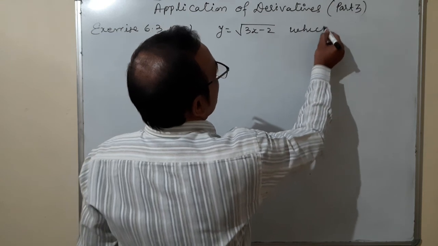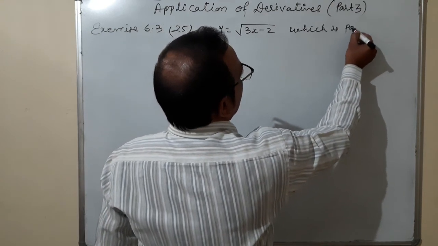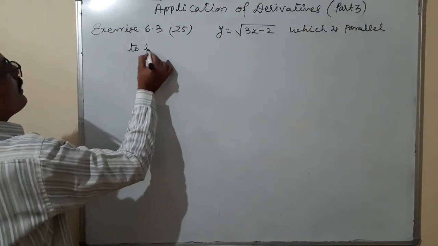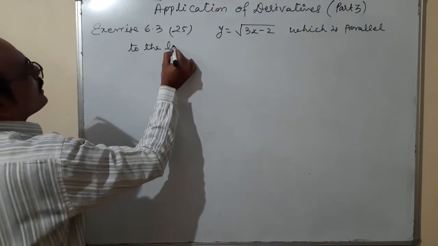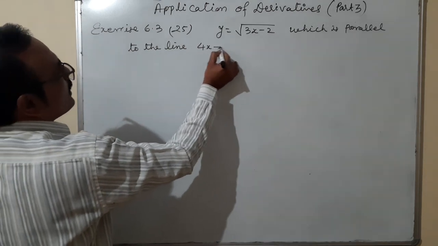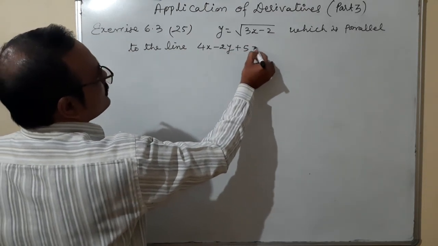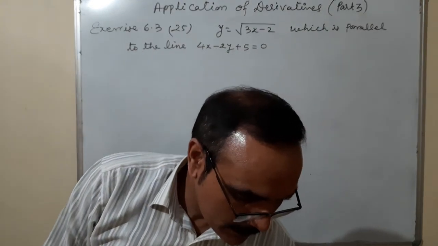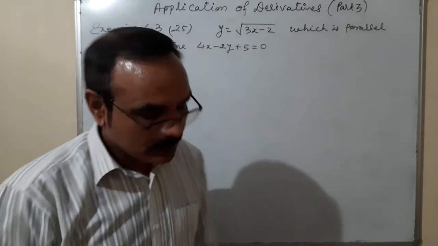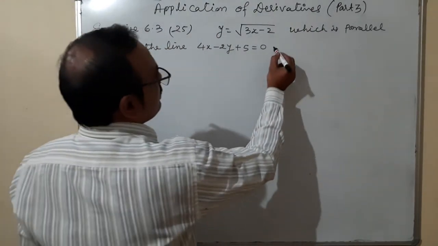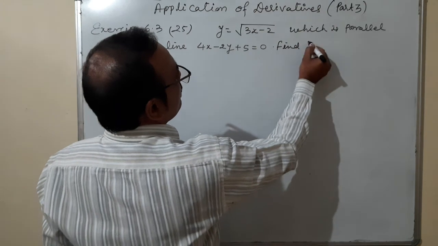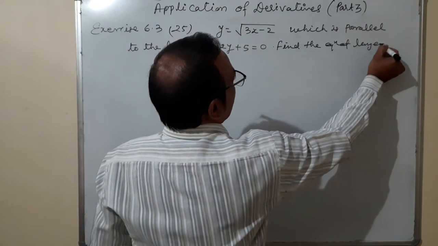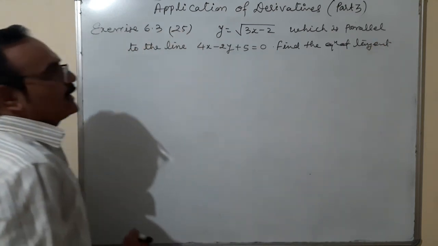Which is parallel to the line 4x minus 2y plus 5 is equal to 0. Find the equation of the tangent. Okay. Find the equation of tangent.